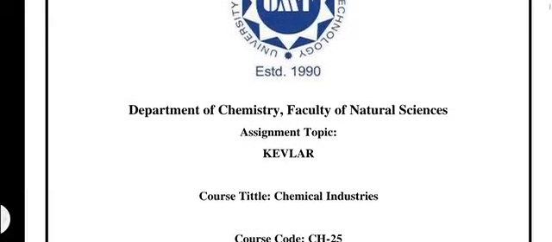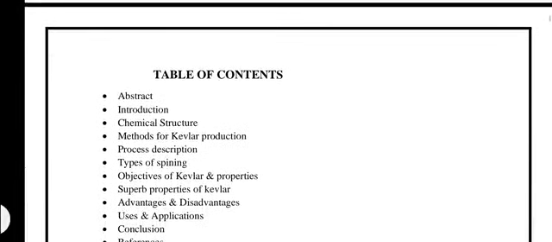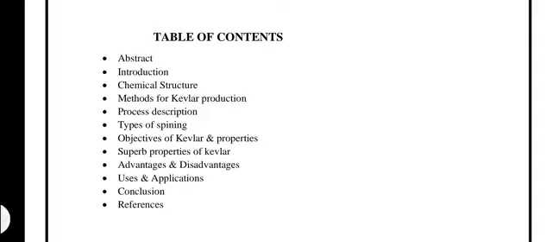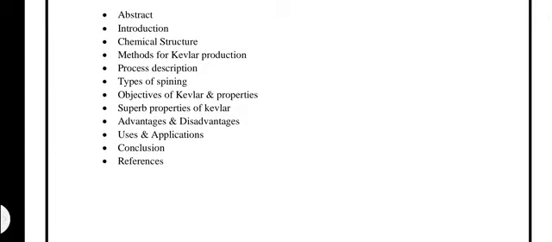The topic I am going to present is Kevlar. Let's see first of all the table of contents that includes abstract, introduction, chemical structure, methods for Kevlar production, process description, types of spinning, objectives of Kevlar and properties, superb properties of Kevlar, advantages and disadvantages, uses and applications, conclusion, and then references.